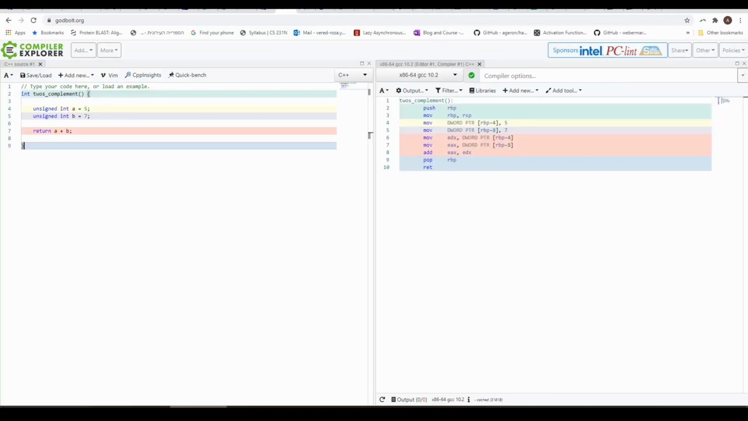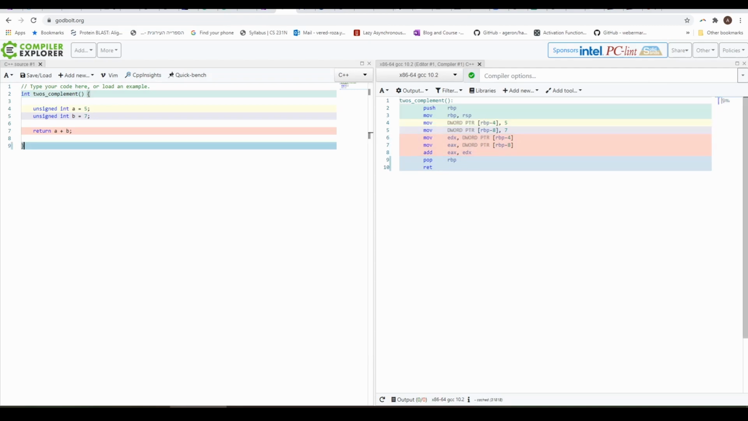We are looking at a tiny program in Compiler Explorer. On the left is the program, and on the right are the instructions that the compiler has produced from the program on the left. And you can see that I've defined 2 unsigned int numbers, and then I add them together and return them.